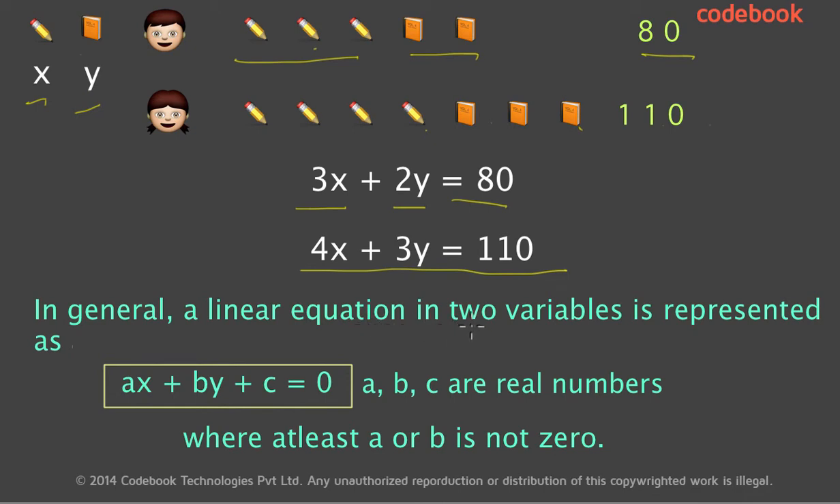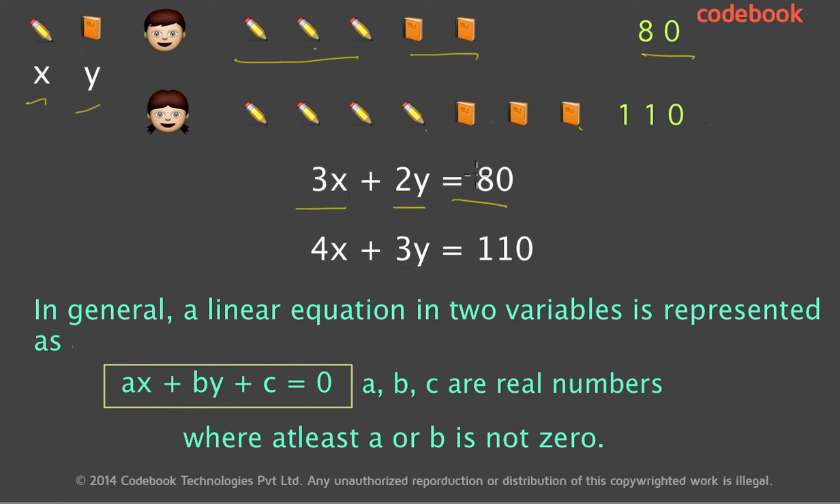In general, a linear equation in 2 variables is expressed as ax plus by plus c equal to 0, where a, b, c are real numbers and at least a or b is not 0. Because if a or b is 0, then this becomes a linear equation with 1 variable. If a is 0, then we will be left with by plus c equal to 0, which is only a linear equation with 1 variable. Same thing, if b is 0, then it becomes ax plus c equal to 0, again a linear equation with 1 variable. At least a or b should not be equal to 0. c can be 0, but a and b cannot both be 0.